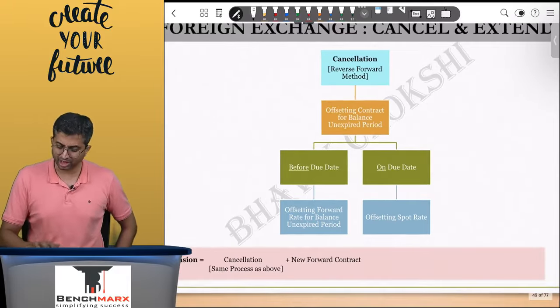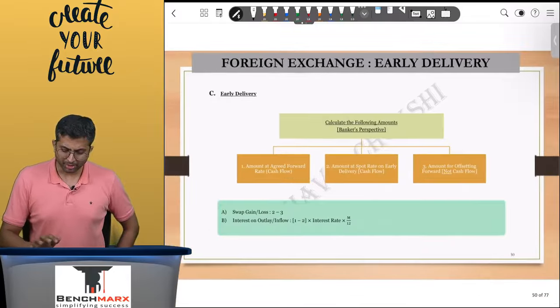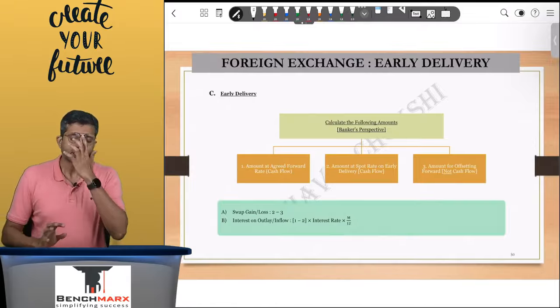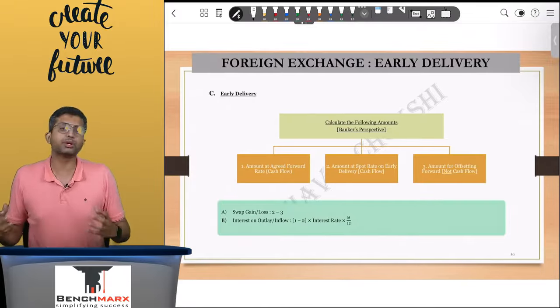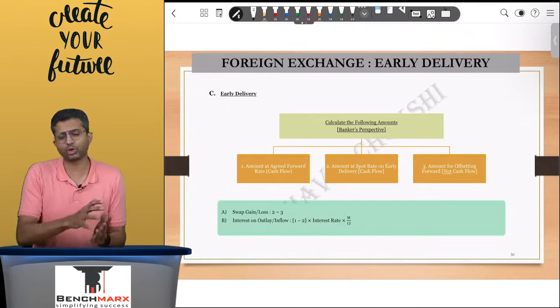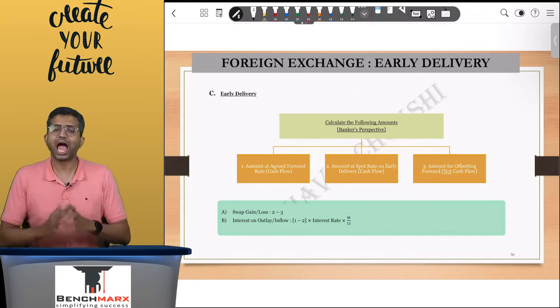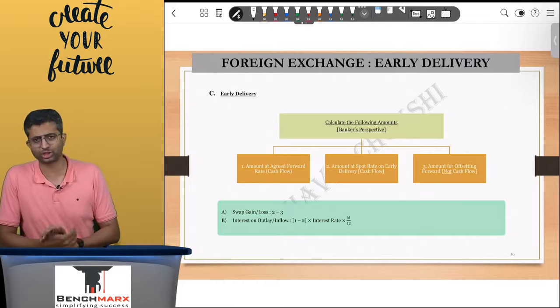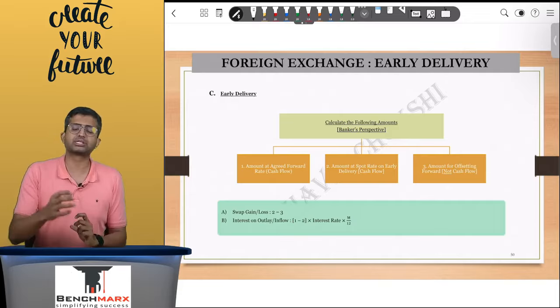These two, in my opinion, are quite manageable. The problematic cases are involving early delivery as well as late cancellation. So the treatment over here is based on the FEDAI rules, the Foreign Exchange Dealers Association of India, and FEDAI has given a specific set of rules, and hence we have to do the working based on those set of rules only. So first we study early delivery.